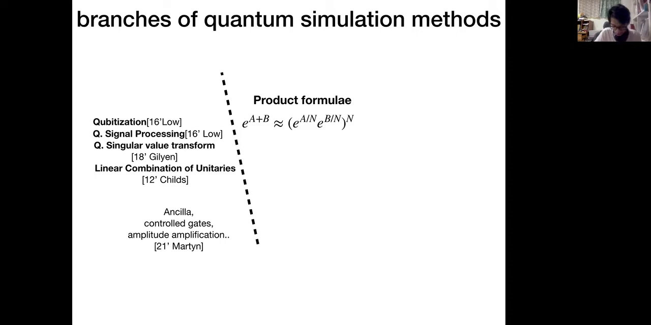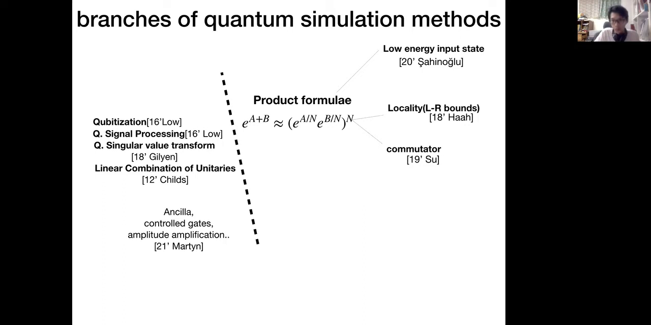And today we're going to stay focused on product formulas, and the reason being that they turn out a lot better than we had expected. Once you put in the correct problem constraints, whether that's input state knowledge or the structure of the Hamiltonian, you get very, very good and very competitive bounds on the performance. And it turns out they're quite comparable with these other methods. And product formulas have an even better feature, at least for the near term, that they do not need any of these control gates.